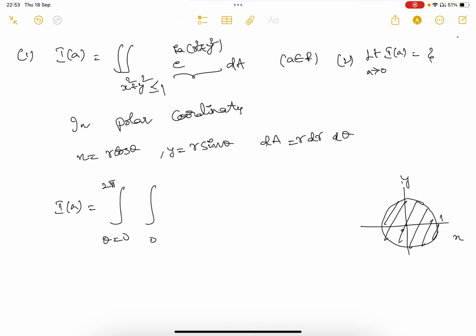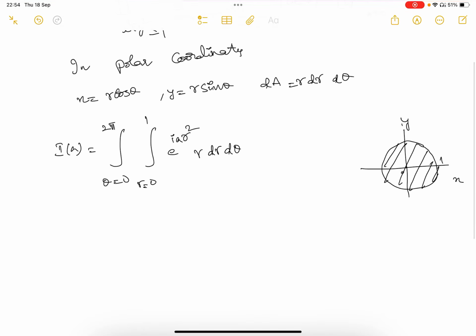R value is integral 0 to 1, e power ia times x square plus y square, which is r square. Then dA is r dr d theta. Fine. Here then I of a equal to, as you can see here, d theta. You can just integrate it, keep it out. Integral d theta is theta, and when you substitute the limits, it will be 2 pi minus 0, which will be 2 pi, and we are left with integral 0 to 1 e power ia r square r dr.